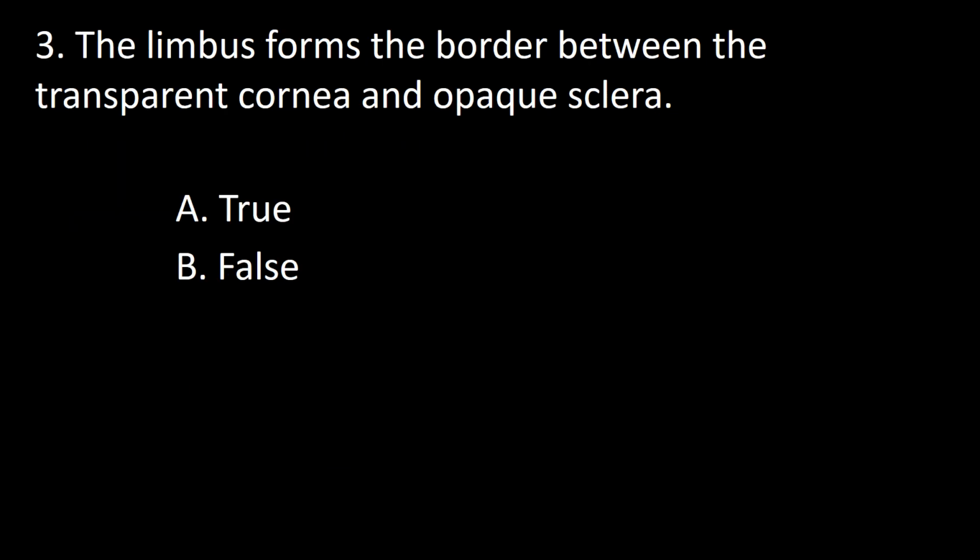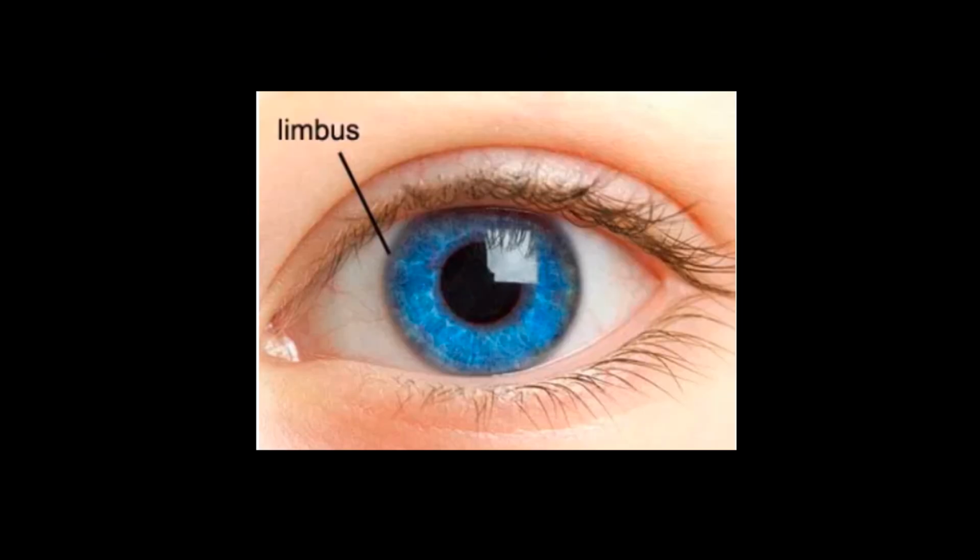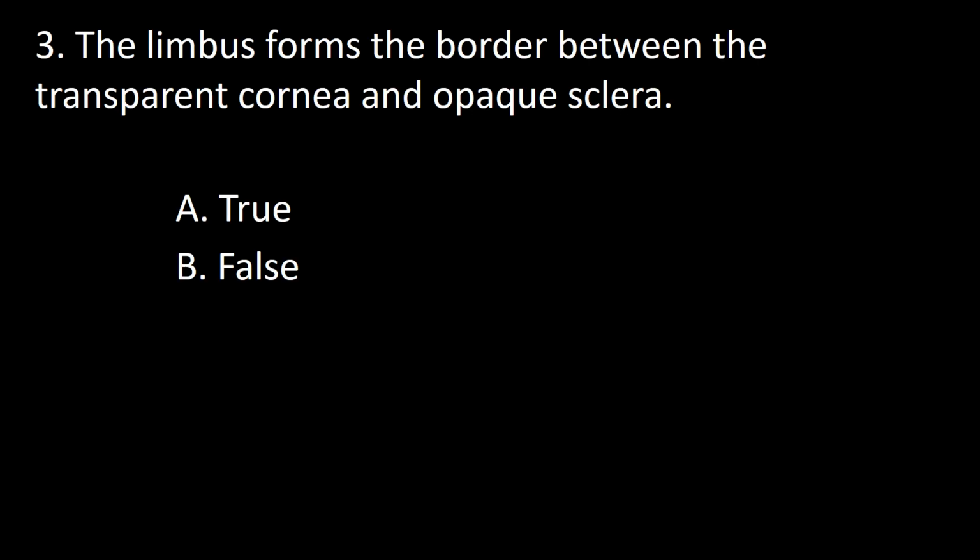Next question. The limbus forms the border between the transparent cornea and the opaque sclera. A. True. B. False. The limbus forms the border between the transparent cornea and the opaque sclera as indicated in this frame. So the answer to this question is A.